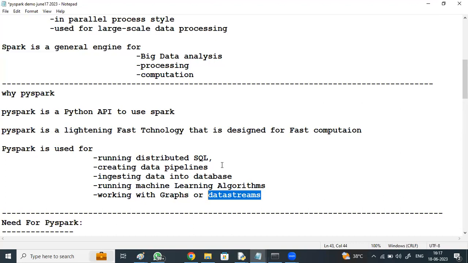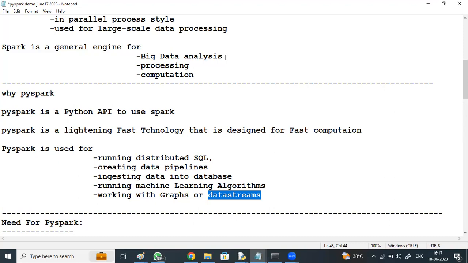And for micro batch, we go for data streams, like Spark Streaming is used for micro batching. I want quick updates every 5 seconds, I want updates every 10 seconds. For that, we say micro batching. We also have a concept called windowing.